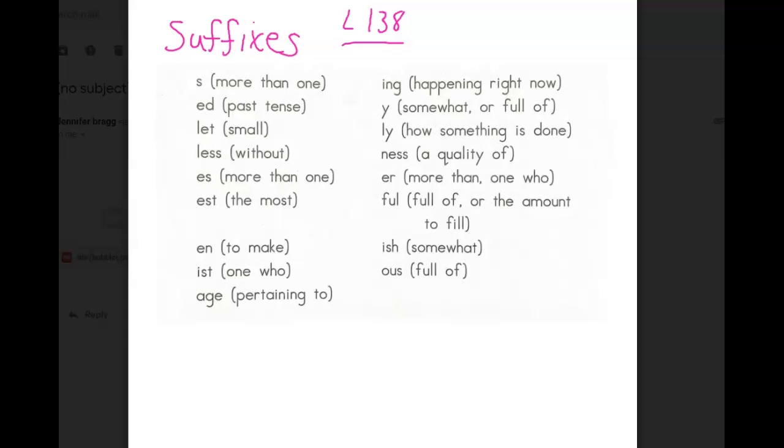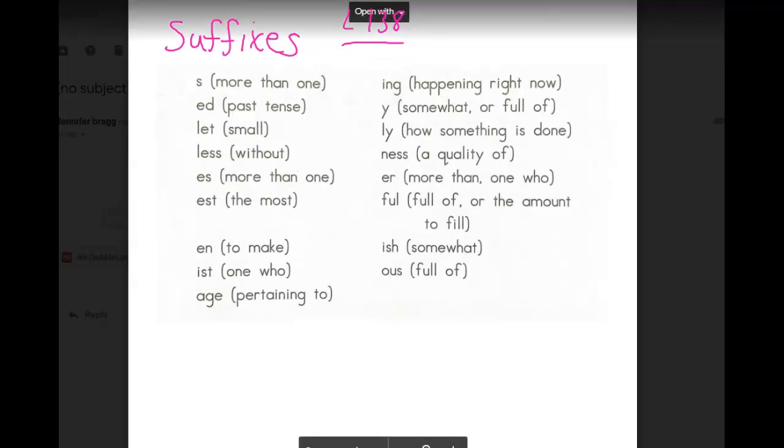LET, small, like piglet. LESS means without, like careless, without care. ES also means more than one. So if you have a bench you sit on, or you have two benches you can choose to sit on. EST, the most. Prettiest is an example. Okay? EN, to make. IST, one who. Like a pianist is one who plays the piano. AGE, pertaining to. ING, happening right now.